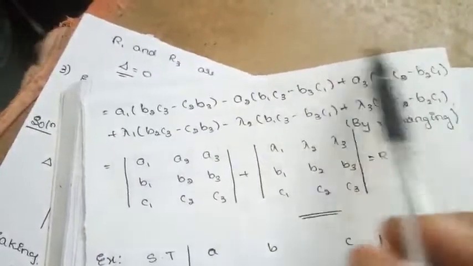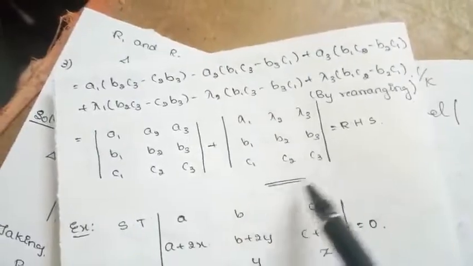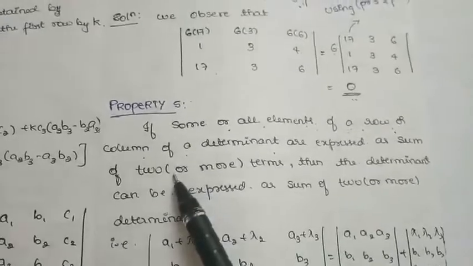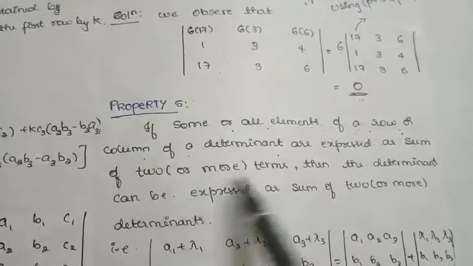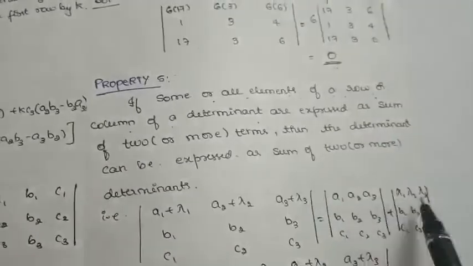After that, you can express the first half of the expression as nothing but the determinant a1, a2, a3, b1, b2, b3, c1, c2, c3, and the second half of the expansion as nothing but lambda 1, lambda 2, lambda 3, b1, b2, b3, c1, c2, c3. This is nothing but our RHS. So according to property 5, when any row or column is expressed as a sum of two or more terms, the determinant can be expressed as a sum of two determinants. So this is regarding property 5.